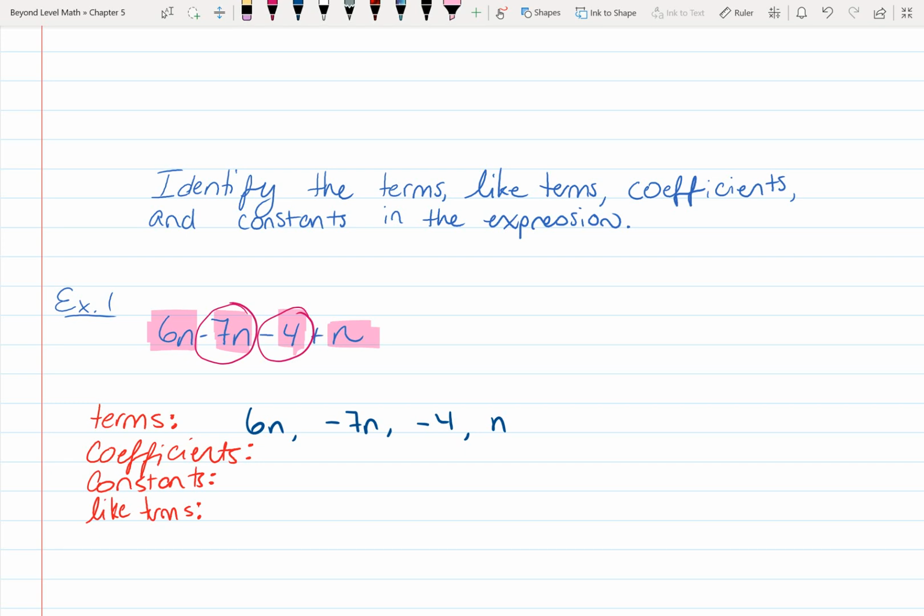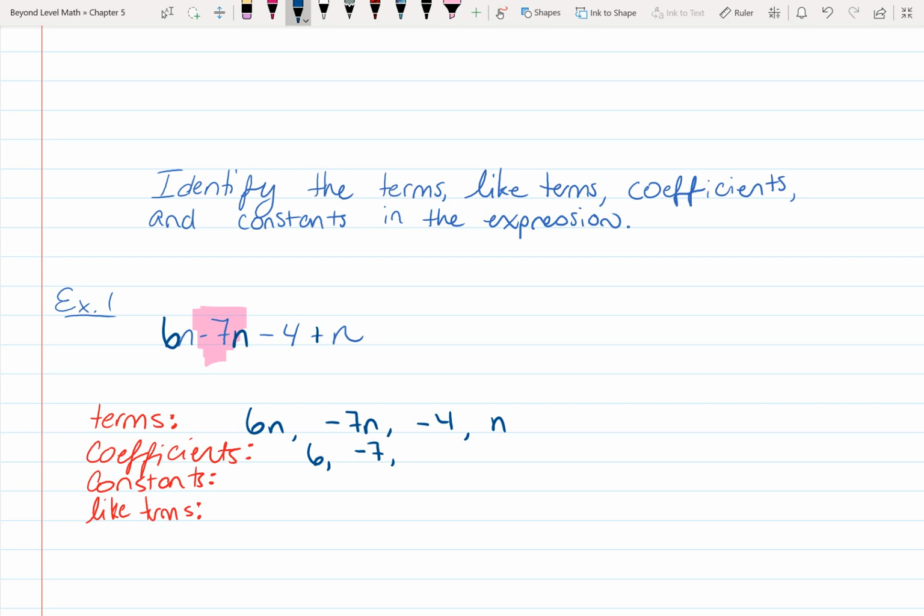Alrighty, let's look at our coefficients. So our coefficients, the number that is attached to the variable. Whoops, just deleted that. I'm erasing everything. 6n, 7n, plus n. Okay, so the number that's attached to the first variable is 6. So that's our coefficient. Now, the coefficient that's attached to the second variable, keep in mind it's not just 7, it's negative 7. So negative 7 is the second coefficient.